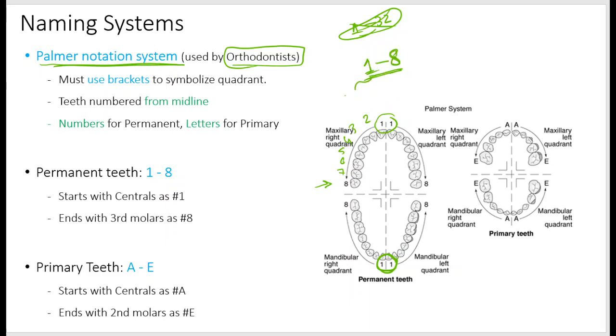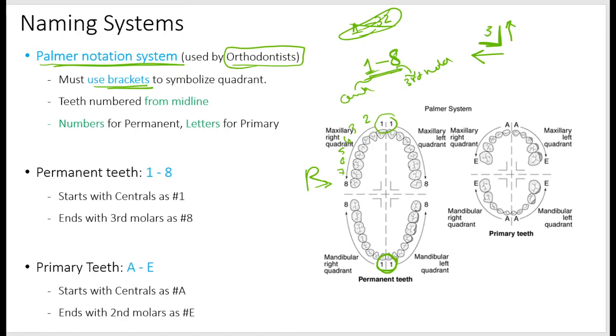1 is the central, and 8 is the third molar, and you're good to go. Now, how do we say that this is the maxillary right or maxillary left? By using the brackets. So when they write this down, they write it this way. Let's say this is the maxillary, right, because it's facing up, and right, because that's the right of the patient, and then you put the number here.